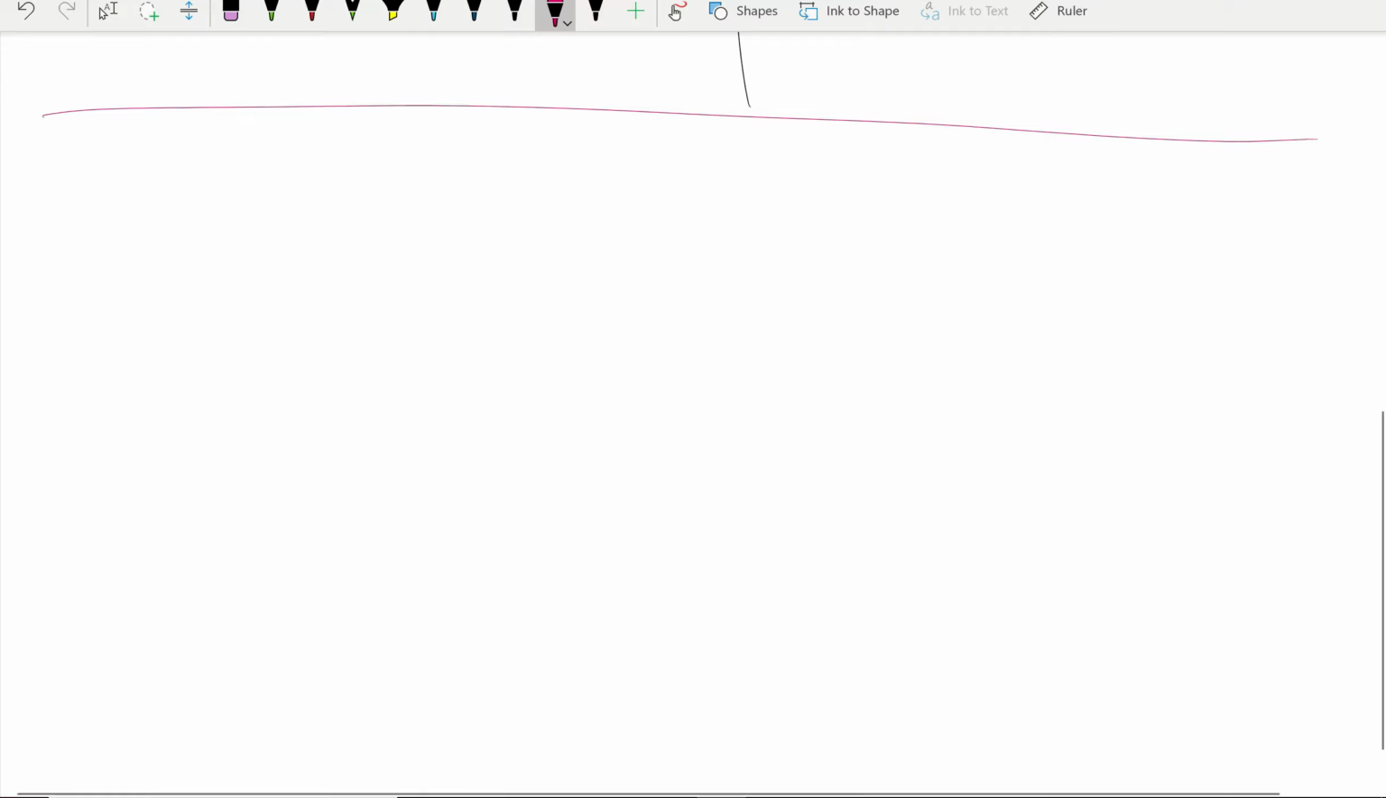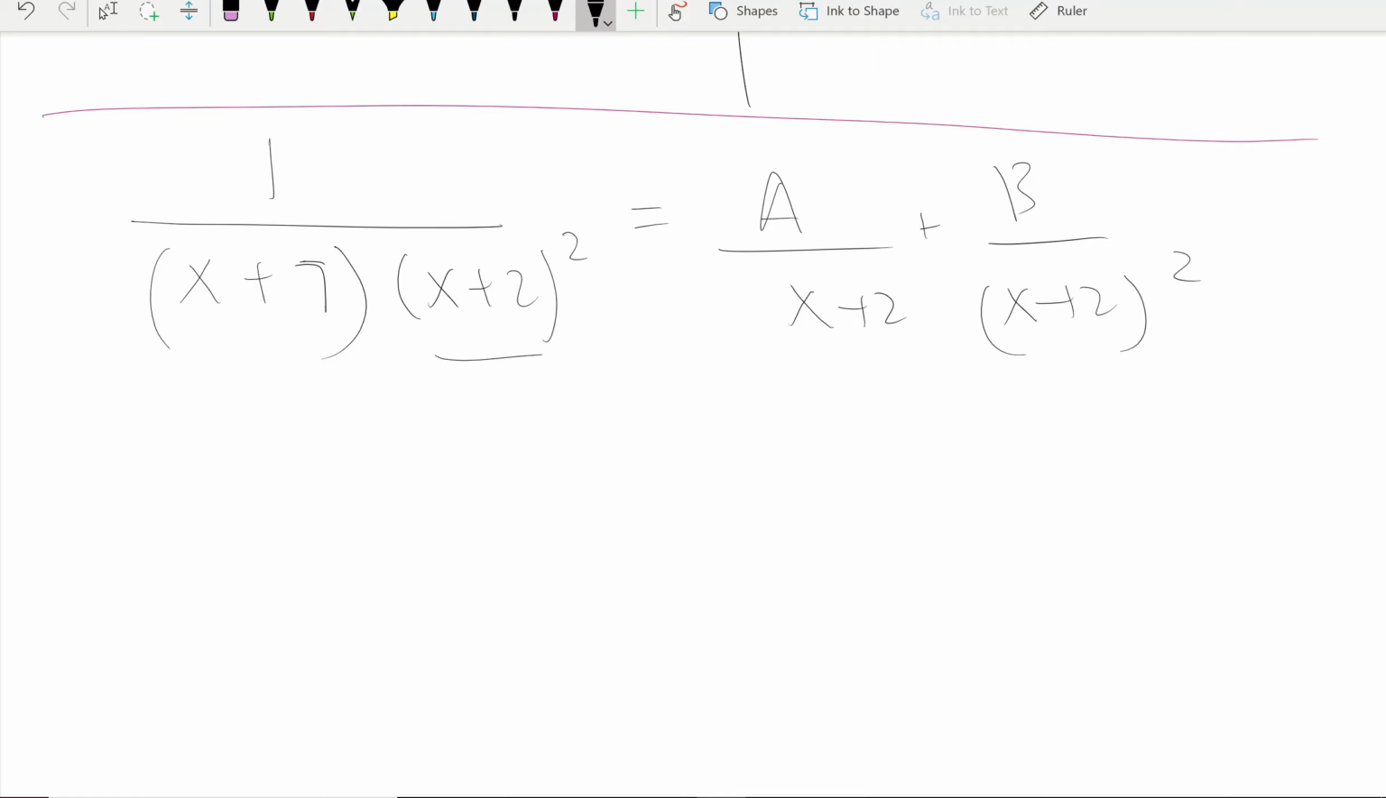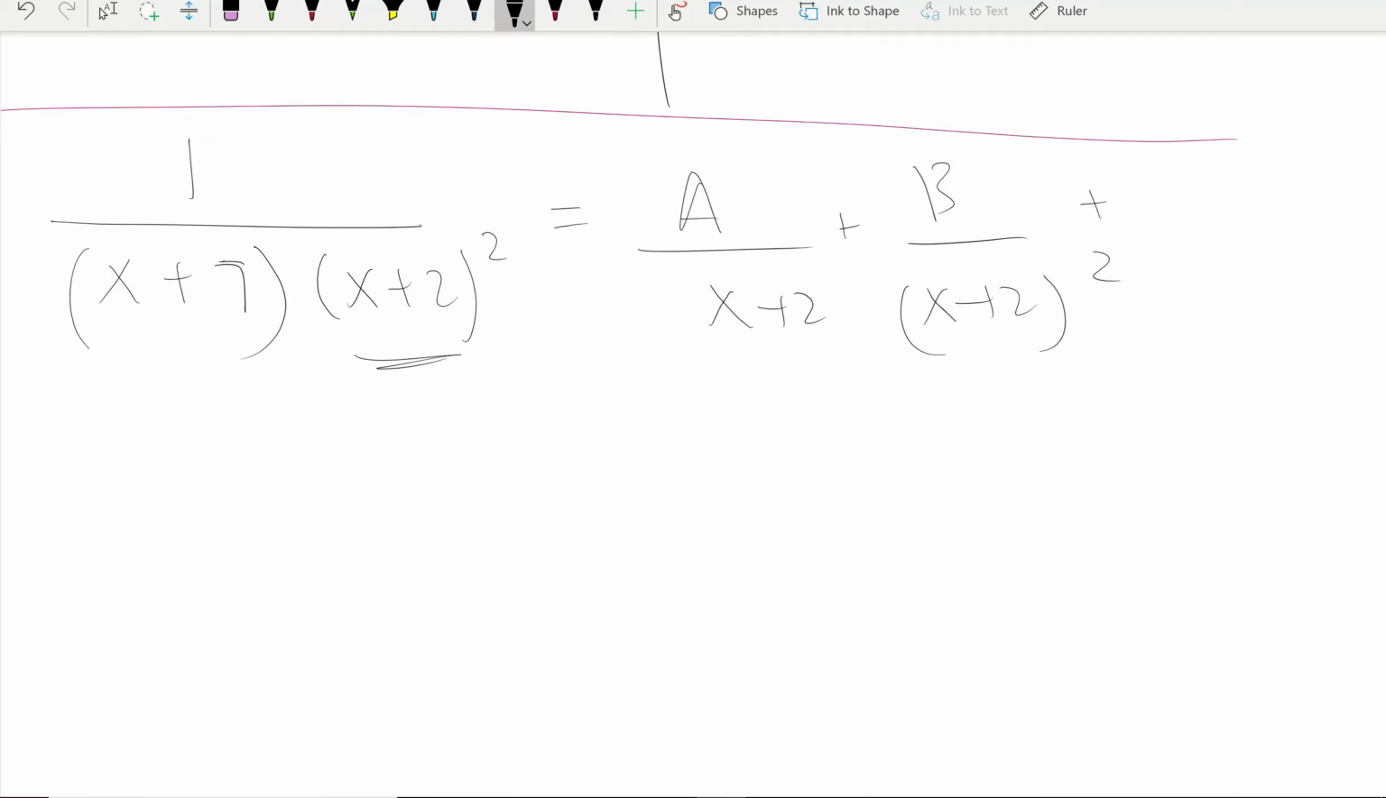Okay, last problem that I'm going to do in this video. All those cases were distinct linear factors. How about if we have repeated factors? Let me show you the problem. 1 over x plus 7 times x plus 2 squared. The decomposition is A over x plus 2, plus B over x plus 2 squared, because x plus 2 is repeated twice, plus C over x plus 7. So this is the decomposition. Let's find A, B and C.